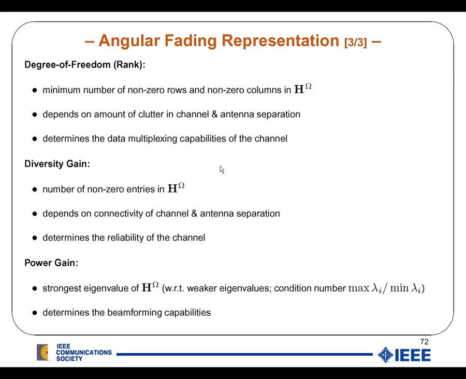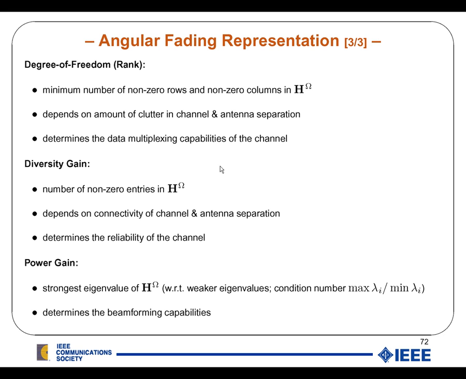support. Then we have the diversity gain, which is dictated by the number of non-zero entries in H omega. It depends on the connectivity of the channel, meaning how many connections are between each transmit and receive antenna, and it determines the reliability of the channel. And finally, we have the power gain, which is determined by the conditioning number. If you eigenresolve that channel, you can obtain the largest and the smallest eigenvalue. You form the ratio between both, and you obtain the conditioning number.